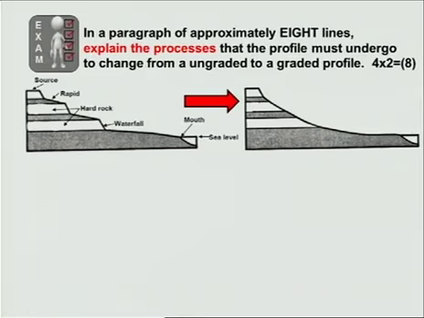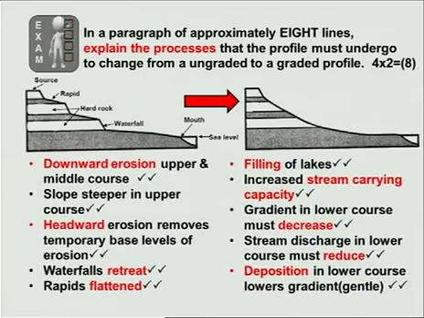Now, let's have a look at what the memorandum looked like. What I did here was highlight the processes in red, so that you can see what happened. Downward erosion. Remember, to remove all those things in the upper and the middle course, you must have downward erosion. This means that the slope is going to become steeper in the upper course. Headward erosion will remove the temporary base level of erosion. Hang on with headward erosion, I'm coming back to it when we do stream piracy. The waterfalls retreat, in other words, they move backwards, upstream. Hang on to that as well, I'm coming back to that later on.